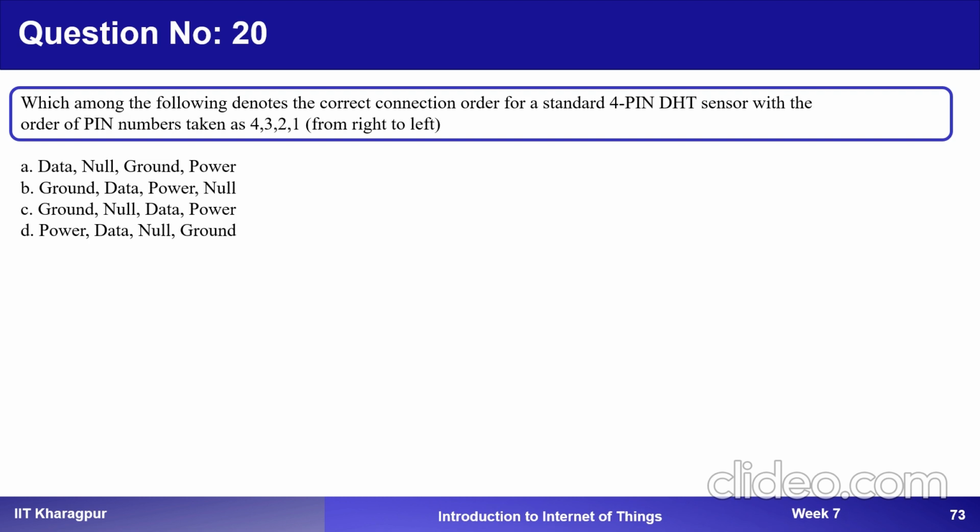Next question is, which among the following denotes the correct connection order of a standard 4-pin DHT sensor with pin numbers taken in the order 4, 3, 2, 1? Options are A, data null ground power; B, ground data power null; C, ground null power data; D, power data null ground. Option C, ma'am. Option D. Okay. Pin 1 is for power, pin 2 is for data, 3 for null, and 4 for ground. So option C is correct.